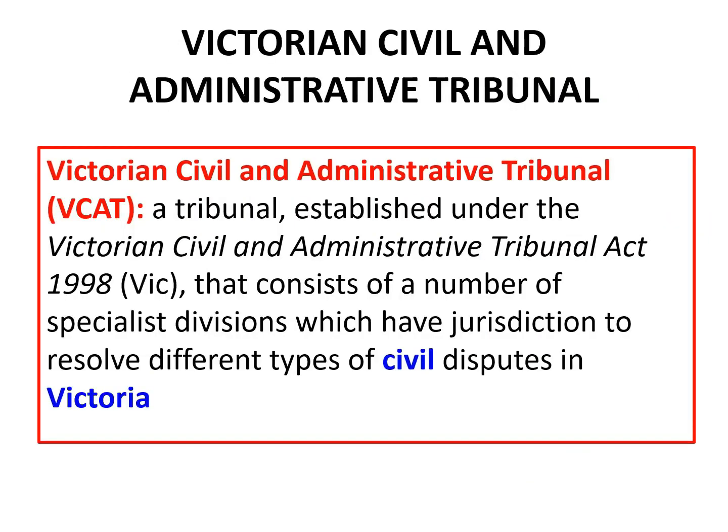On this slide, I've set out a definition of the Victorian Civil and Administrative Tribunal. Look down the left-hand side of your vocabulary sheets, find the term Victorian Civil and Administrative Tribunal and write this definition in there. The Victorian Civil and Administrative Tribunal, or VCAT, is a tribunal established under the Victorian Civil and Administrative Tribunal Act 1998 (Vic), that consists of a number of specialist divisions which have jurisdiction to resolve different types of civil disputes in Victoria.